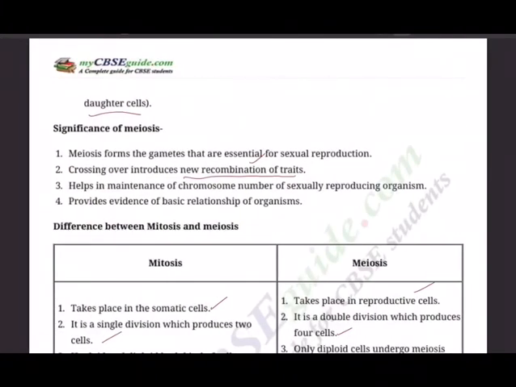So, significance: meiosis forms gametes that are essential for sexual reproduction. As I said, the sperm and ovum in the case of animals, and pollen grain and ovum in the case of plants, are formed because of meiosis. Crossing over introduces new recombination of traits. That's what we said, genome gets exchanged. It helps in maintenance of chromosome number in sexually reproducing organisms, and provides evidence of basic relationship among organisms.